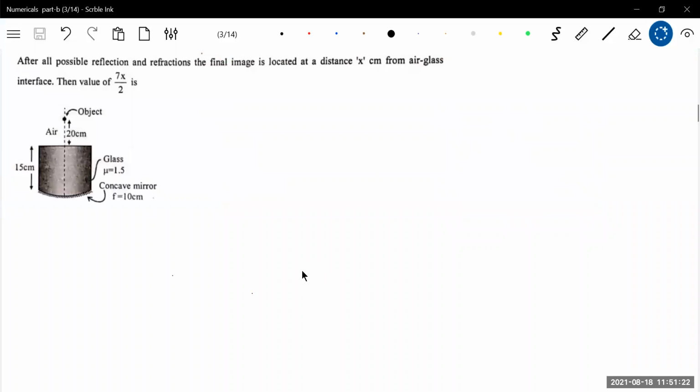First, the object will undergo refraction here. Its image will be formed with that one. So that image formed, let it be here or here, will be incident on the mirror, and from the mirror get reflected. So what all happens? Refraction, reflection, then again refraction.